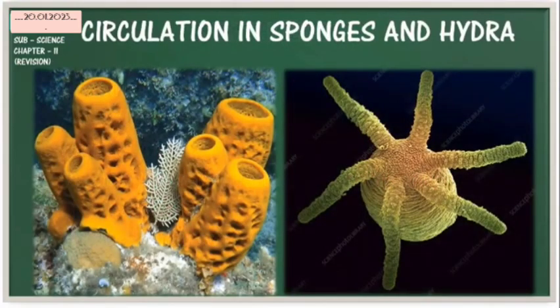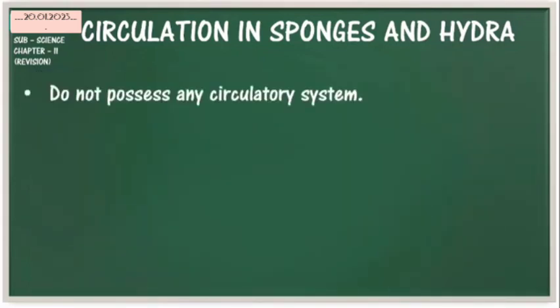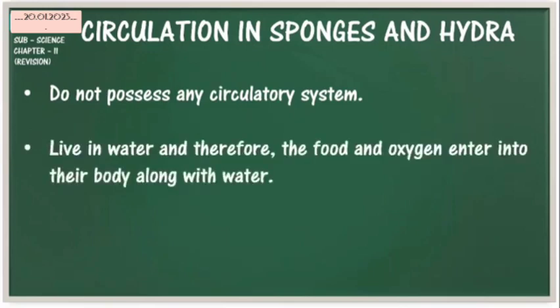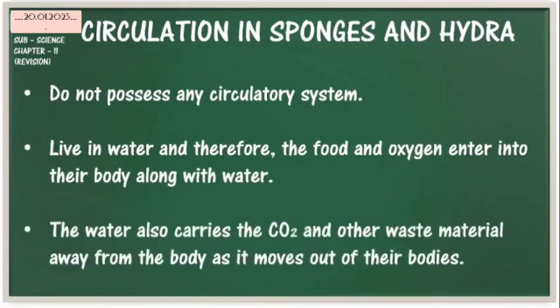Circulation in sponges and hydra. Sponges and hydra are simple animals that do not possess any circulatory system. They live in water and therefore the food and oxygen enter their body along with water. The water also carries carbon dioxide and other waste material away from the body as it moves out of their bodies. That is why these animals do not need a circulatory fluid like blood.